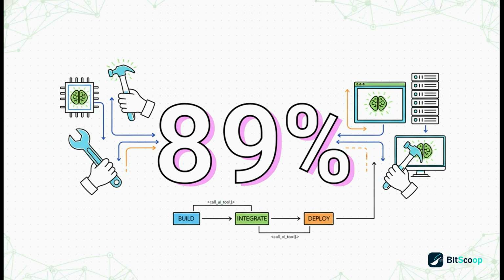I mean, look at this number. A whopping 89% of developers are already using generative AI every single day. The people who build our software are already weaving this intelligence into the fabric of everything.